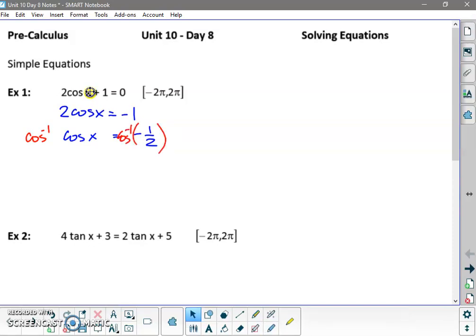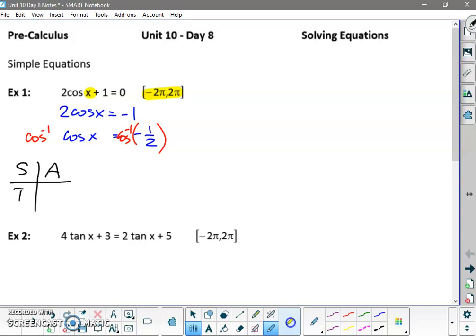Now, here's where it differs a little bit from when we first did our inverse functions. If you notice up above, it says from -2 pi to 2 pi. So all of our answers have to be in radians, and we want all possible angles between -2 pi and 2 pi. So now let's take into consideration our quadrants, A, S, T, C. Well, since cosine is negative, I need the quadrants where cosine is going to be negative. So that's the second quadrant and the third quadrant.